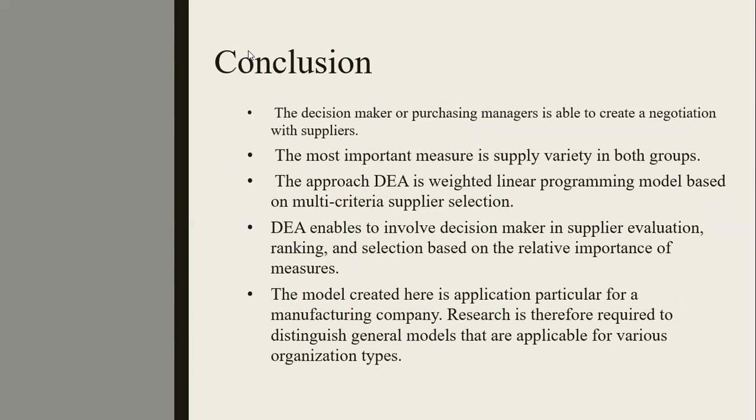Conclusion. We can summarize our conclusion in 5 points. Number 1 is the decision maker or purchasing manager is able to create relations with suppliers. The most important measure is supply variety in both groups. The approach, data envelopment, is a weighted linear programming model based on multi-criteria supplier selection, that is enabled to involve the decision maker in supplier evaluation, ranking, and selection based on the relative importance of measures.